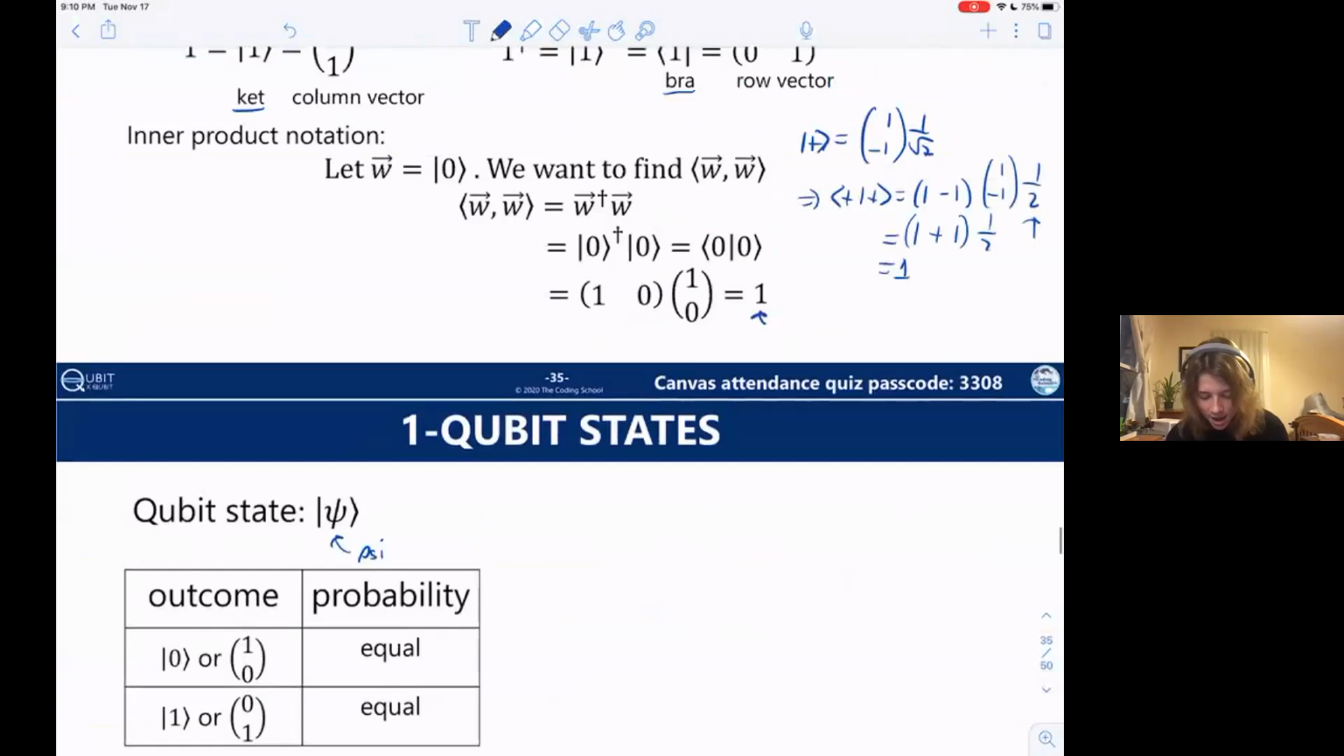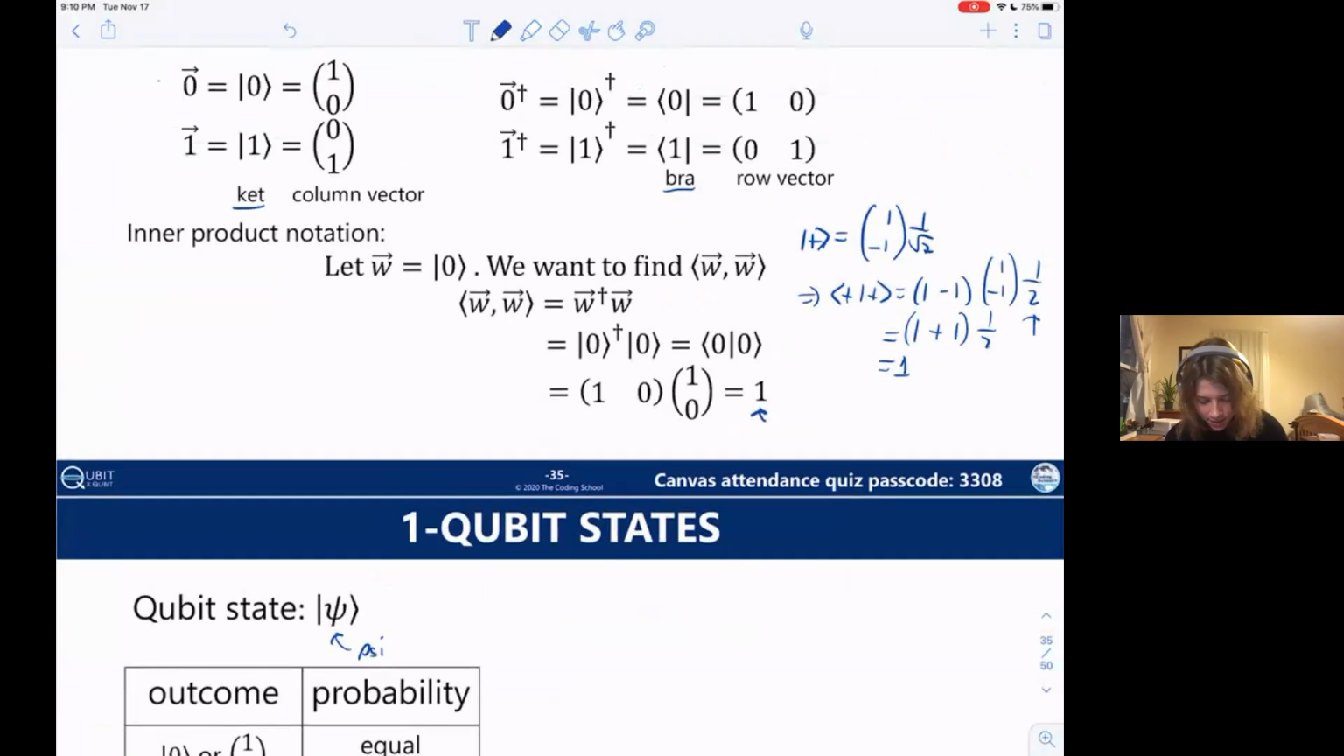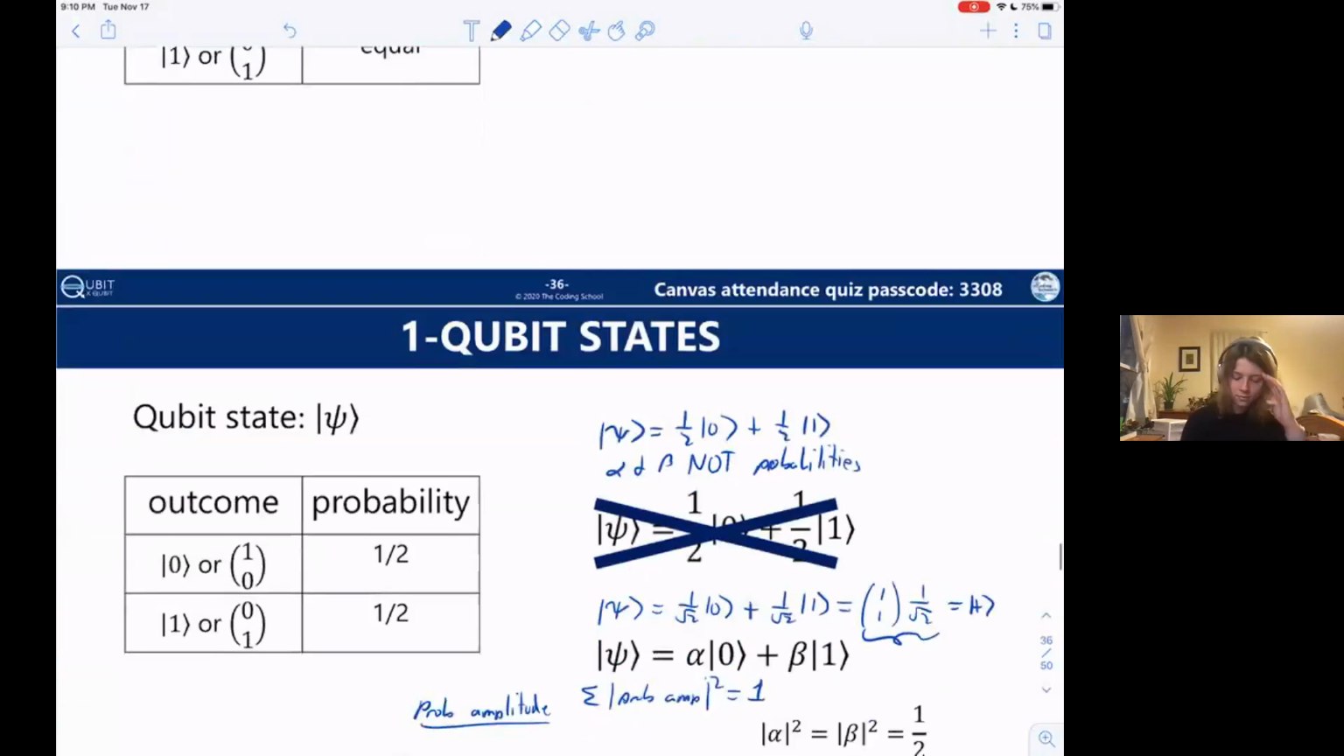And this should be a minus state. I don't know why I don't have my life together so much. This should be a minus, not a plus.